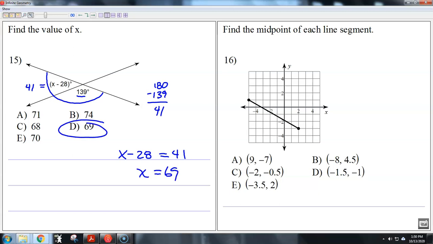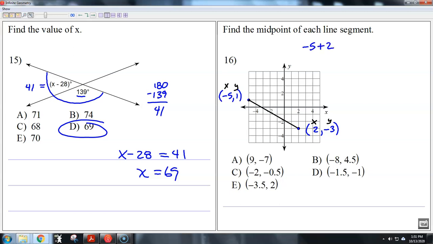Number 16, find the midpoint. Well, to find the midpoint, I need to use the endpoints. This endpoint is at left 5, up 1. This point is at right 2, down 3. And remember, these are x's and these are y's. And we're simply going to average the x's and we're going to average the y's.